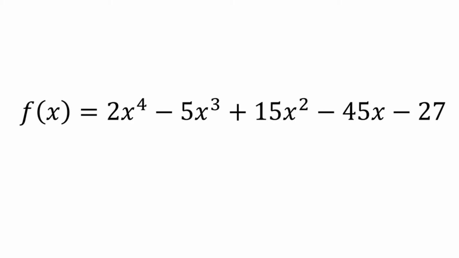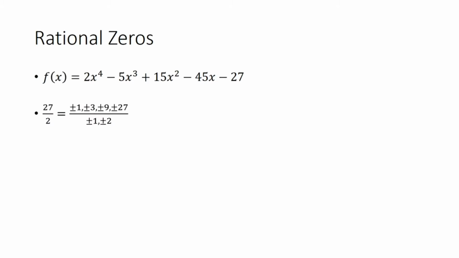In this video, we'll be finding the rational zeros and complex zeros for f of x. First, let's find the rational zeros. So we're given our function f of x, and what we're going to do is take the 27 and 2, divide those two together, and list out all the factors of 27 and 2. So you always have to have the plus or minus for each of the factors.